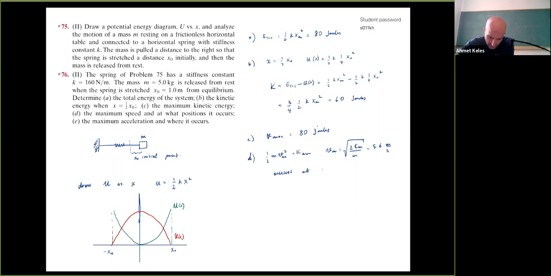And E, maximum acceleration and where it occurs. Okay, E, how do I find this acceleration and where it occurs? So maximum force from, exactly, good job, thank you.